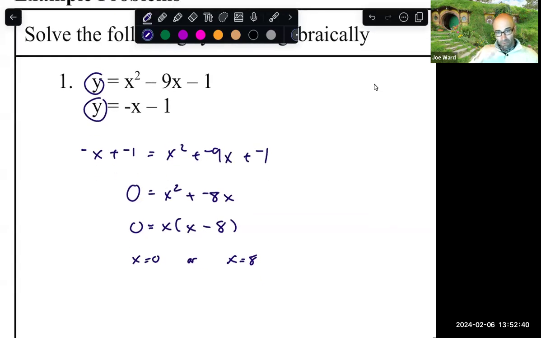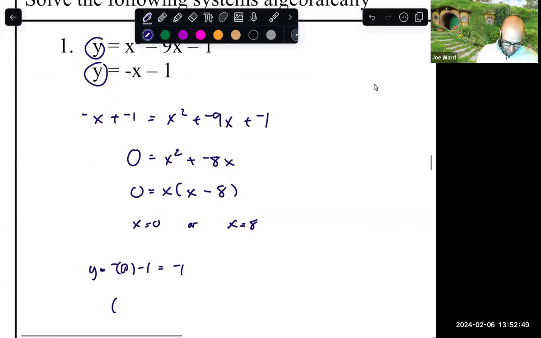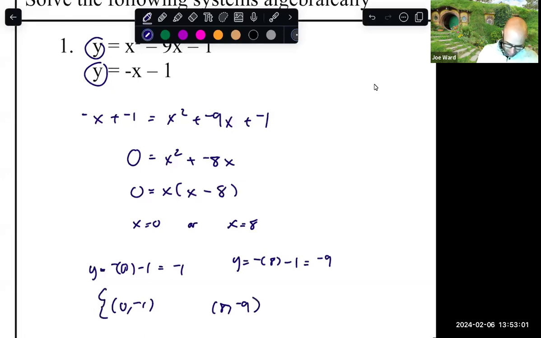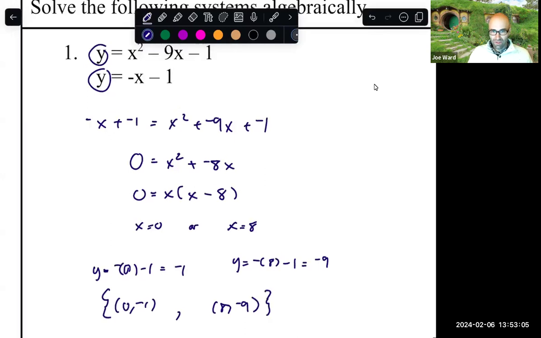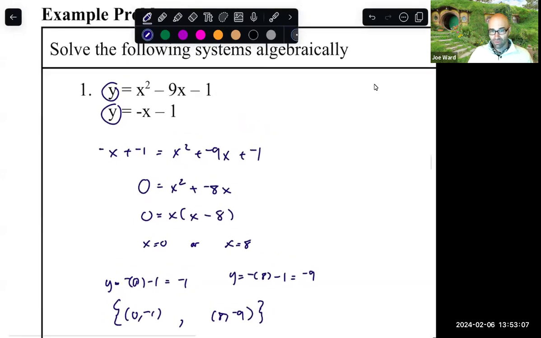So now I got to plug in 0. So y is equal to negative 0 minus 1, so that's negative 1. So (0, negative 1) is the solution, and y is equal to negative 8 minus 1, so that's negative 9. So (8, negative 9) is the solution. So those are the two solutions. And if you'd graphed it, you'd see that. And this one we could have solved through graphing.